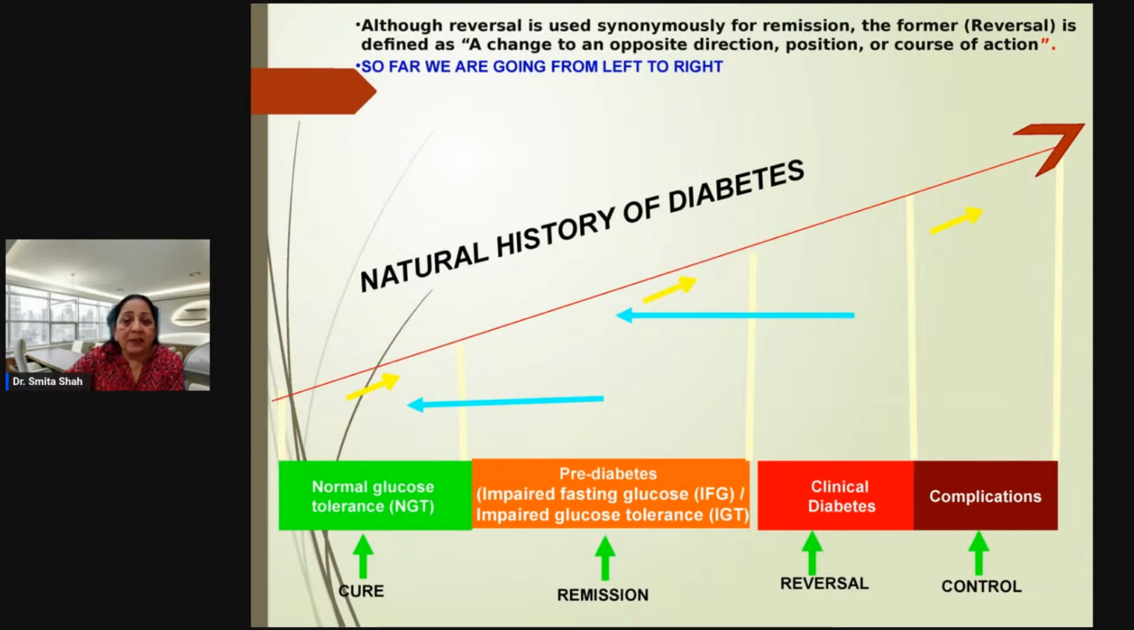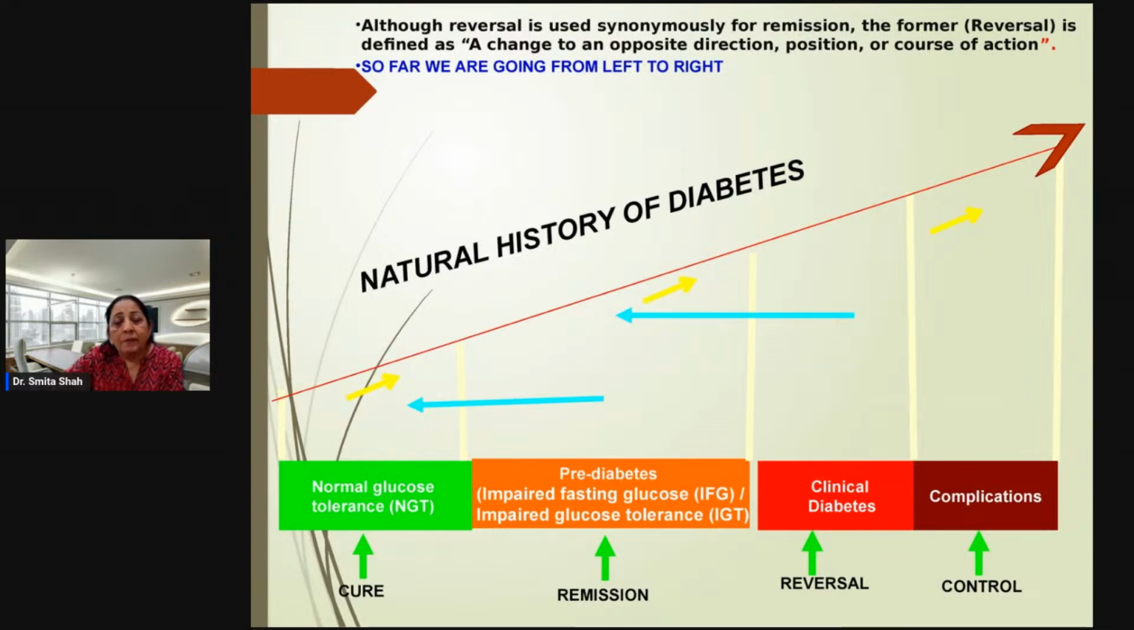Now, this is the natural history of diabetes. Although reversal is used synonymously with remission, both are interchangeable words. When the patient is healthy, it's okay. In the pre-diabetic stage, there is impaired fasting glucose and impaired glucose tolerance. When he develops diabetes, treated with OHA and the sugar is uncontrolled, we start insulin, and then complications start. This is the natural history of diabetes.